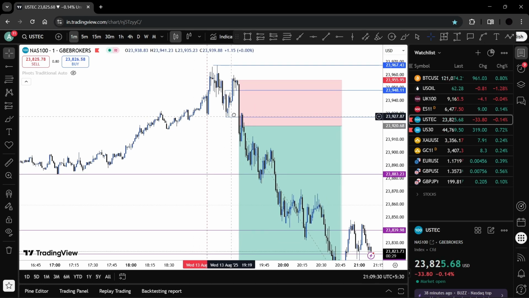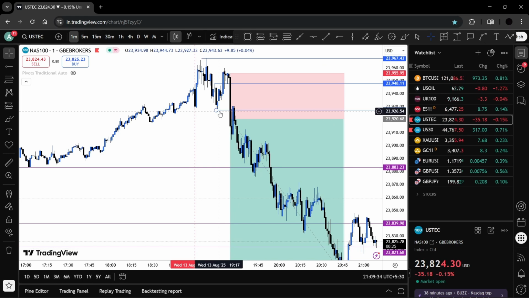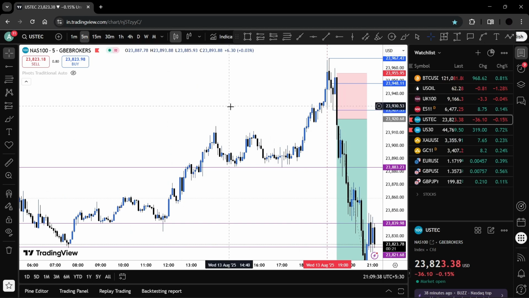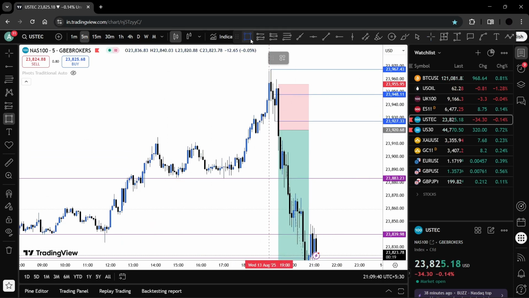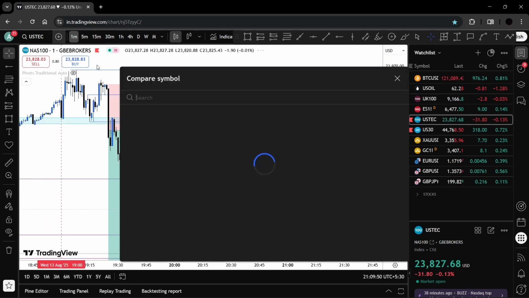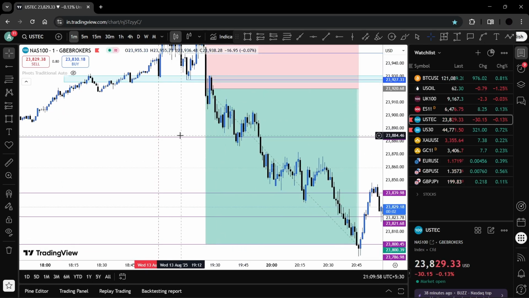So yeah, this was the trade. Like, a pretty clear trade. This 5 minute support over here was broken, retested, and then broken. Then it was retested again and then broken too. So I entered over here at this candle. Yeah, this was my TP1.